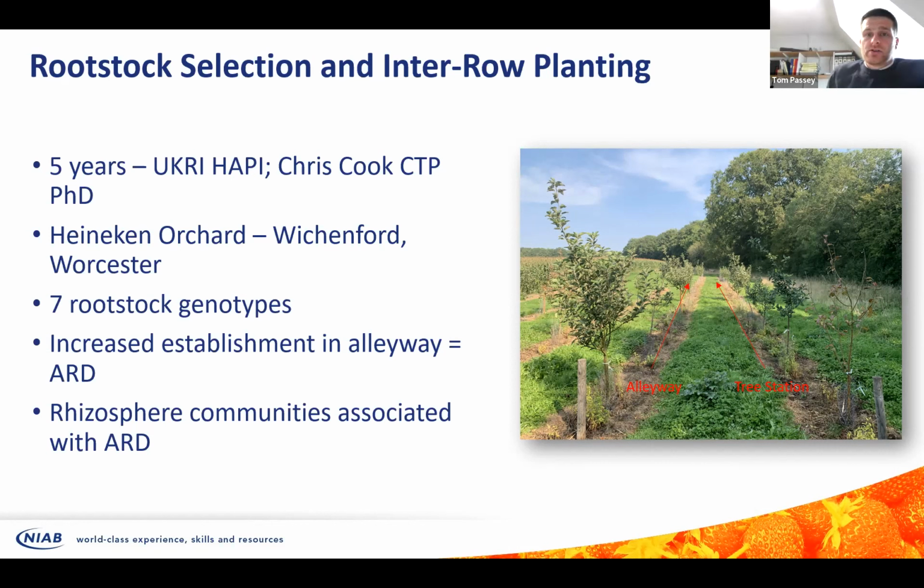We wanted to have a look and see how the trees established and how they grew. We did this throughout the Happy project, and then Chris Cook, as part of his CTP PhD studentship, carried this work on. So we had a few more years' worth of data to look at afterwards.